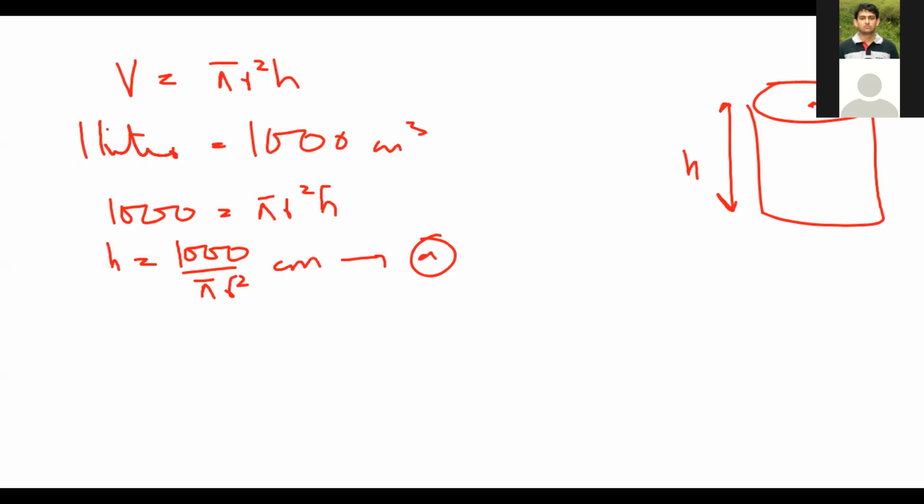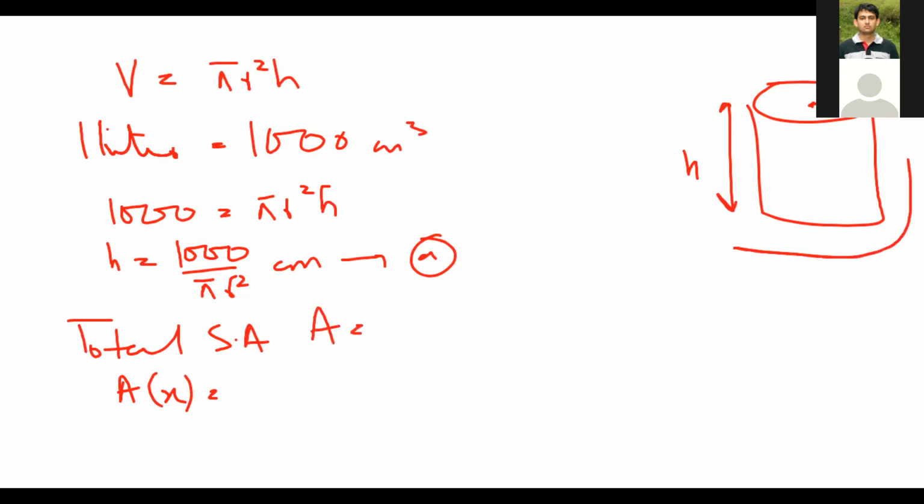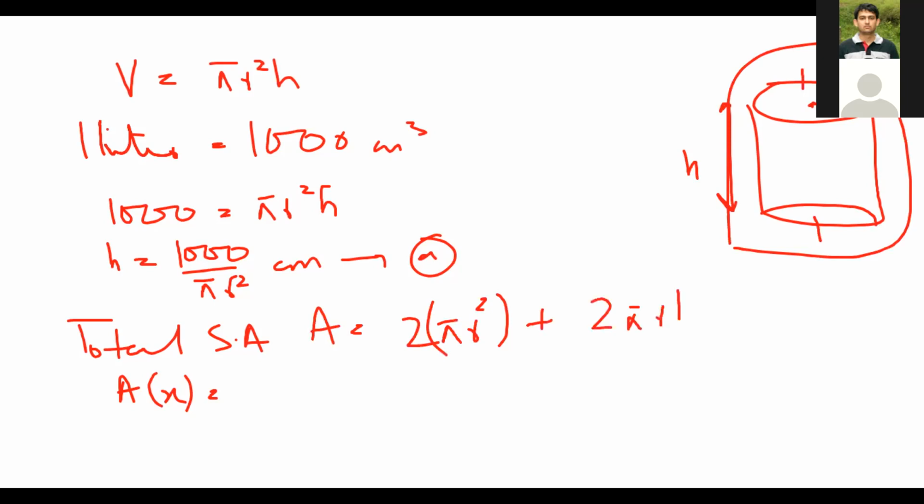Now we are supposed to calculate the total surface area, or in other words, we are supposed to calculate this A function. So we know that the surface area of this particular cylinder is always given by 2 times the area of base. So area of base is pi r squared. Because we have this base and this base, we'll be multiplying that by 2, plus 2 pi rh, which means the area of the rectangle that is made inside this particular shape, we'll be multiplying that with the 2.